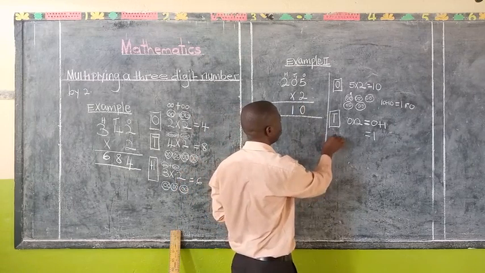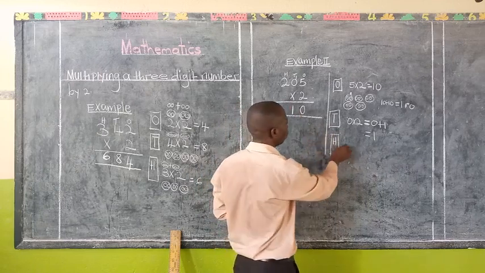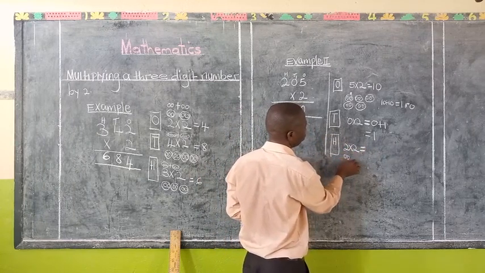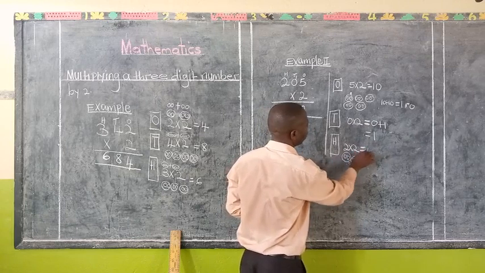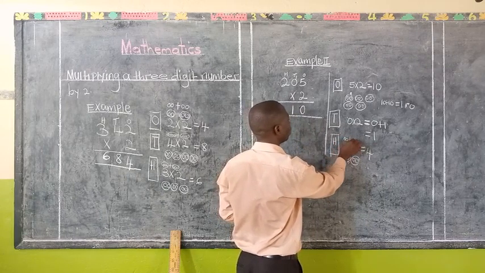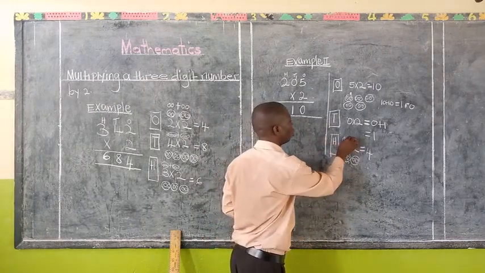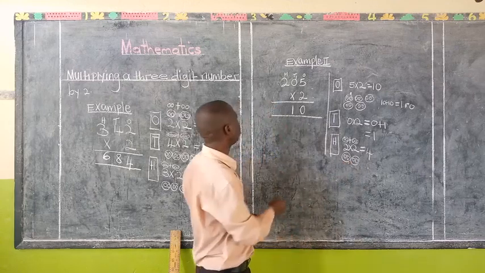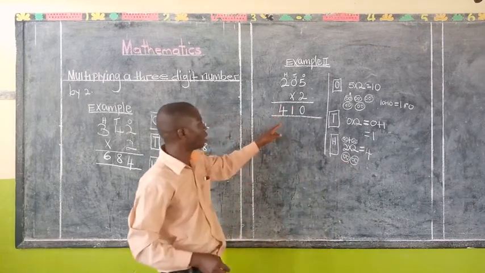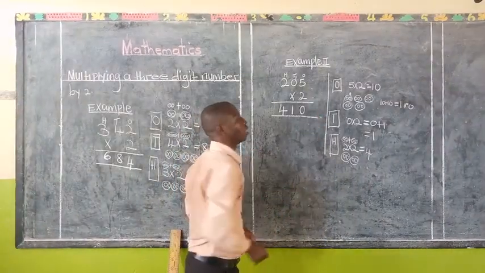Then we shall go under hundreds. Under hundreds, we are having 2 times 2. So we are multiplying 2 by 2, which will give us 2 bundles of 2. This will give us 4. This is the same as 2 plus 2, because multiplication is repeated addition. So our answer is 4. So we shall write our answer here, 4. So now we are having our full answer as 410.